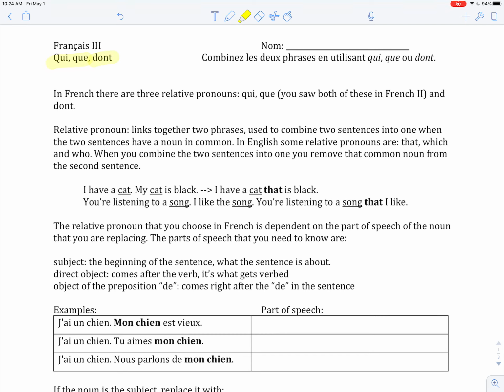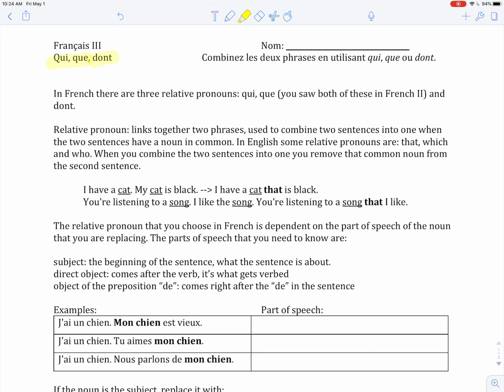So what a relative pronoun does is it links together two phrases, two complete sentences, and you're combining them into one sentence. You can do this in a situation where you have the same noun that is used in both sentences and you're rewriting it as one sentence. It's a little bit more complex, but you're trying to avoid repeating that noun. We do this in English.